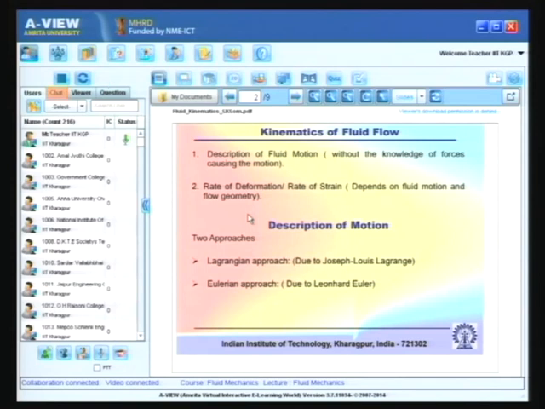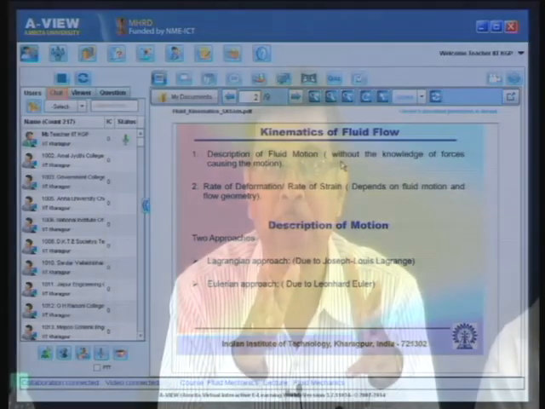Now, kinematics of fluid flow usually has two distinct parts. One is the description of fluid motions without the knowledge of forces causing the motion. That means we do not want to know about the forces, but we know the forces have caused the motion, but to describe the motion is one very important part of kinematic studies. Another study is, based on this motion, what are the strain or the strain rates.